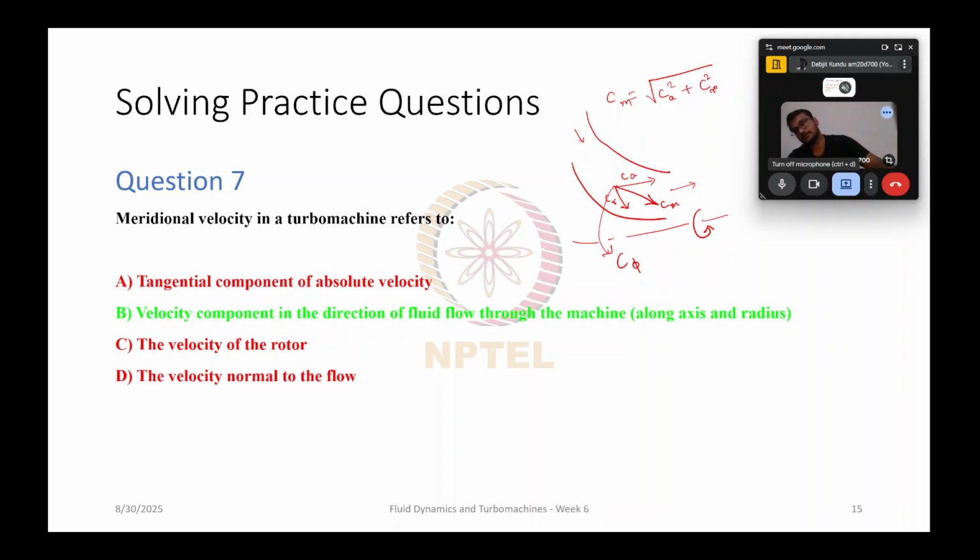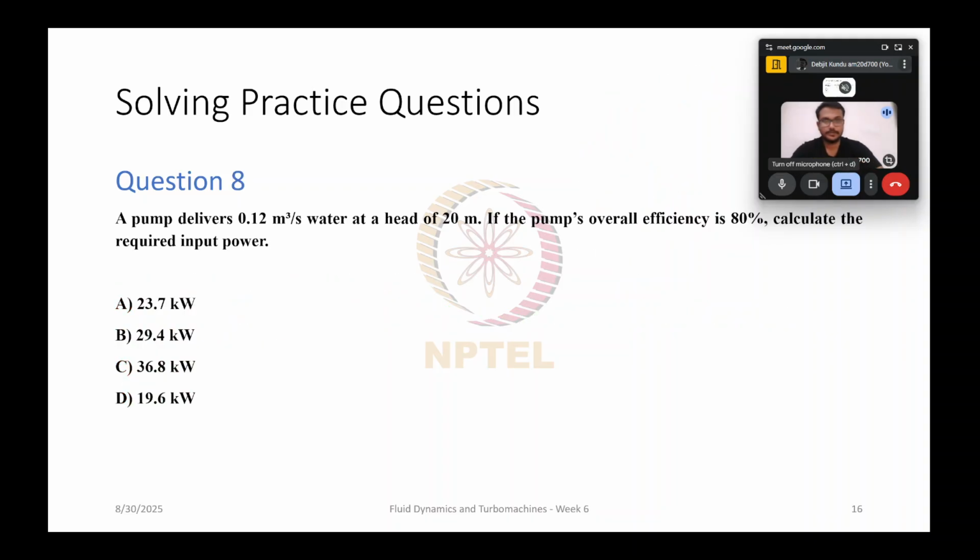All right. So let's move on. We'll move on to question number 8. Now, you have to do a bit of math for this one, but very simple one. So, what does the question say? It tells us that there's a pump which delivers a certain volume flow rate of water, which is 0.12 meter cubes per second, and at a head of 20 meters. So, that's the pressure increase due to the work done by the pump. And we know that the overall efficiency of the pump is 80%. What we have to calculate is the required input power, or whatever electrical power that you are supplying to the motor which is driving the pump.